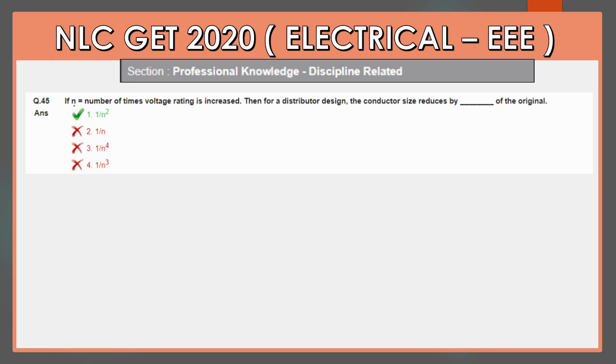Next question, it is saying n is the number of times voltage rating is increased. Then for a distributor design, the conductor size reduced by dash of the original. This is a formula based question. The answer will be first option.